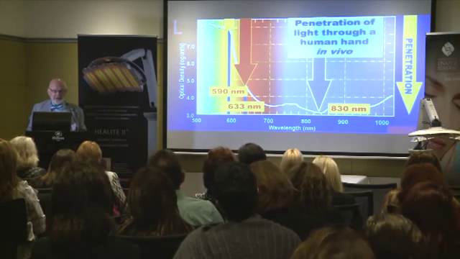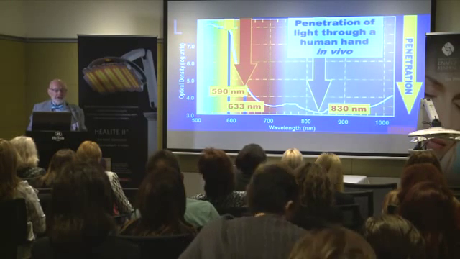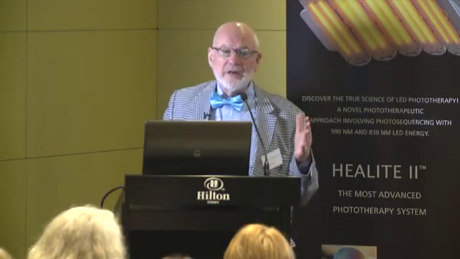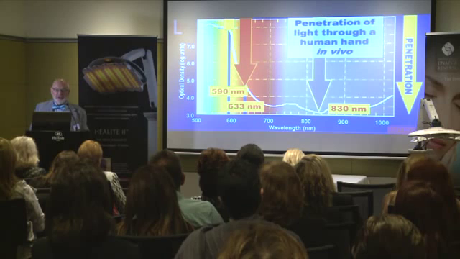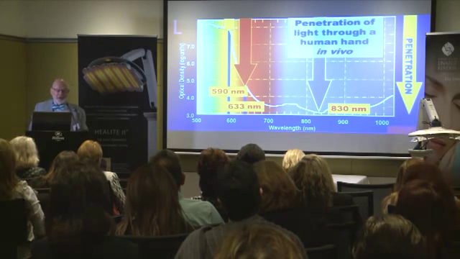Where is your target? What wavelength should you use to reach that target? And this tells you that if the target is in the dermis, any of the shorter wavelengths of blue, green, yellow will not penetrate deeply enough to affect any cells in the dermis, but they will affect cells in the epidermis. Red and infrared, on the other hand, can reach into the dermis and down into the subdermal layer.